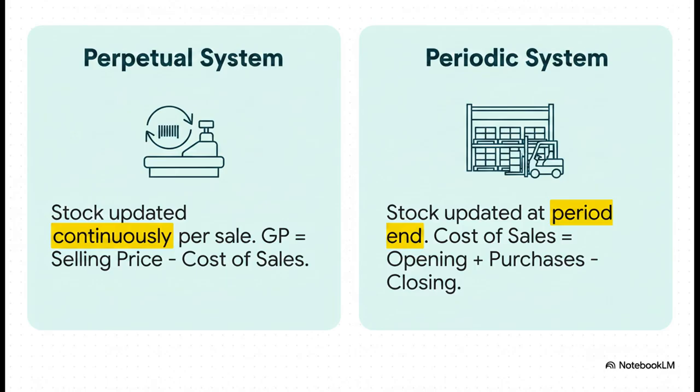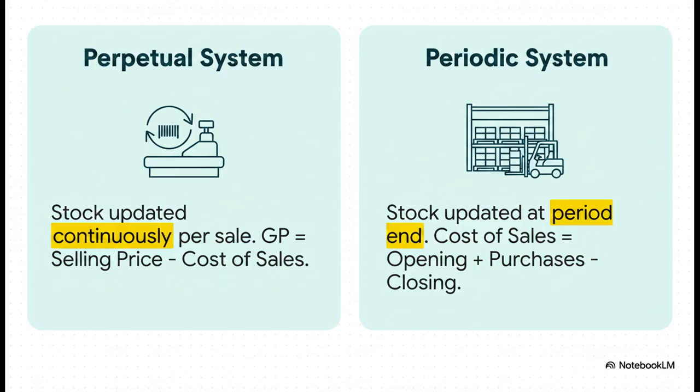They instantly know their exact gross profit on that single television the second you buy it, because the system updates perpetually. Contrast that sharply with the periodic system, where cost of sales is only calculated at the end of a specific period. Why do this? Imagine a massive lumber yard or a wholesale hardware store selling millions of loose nails.